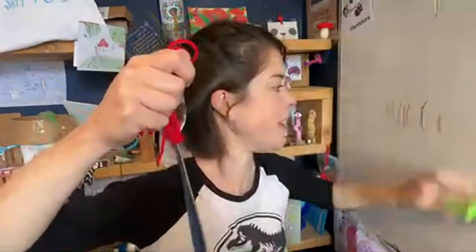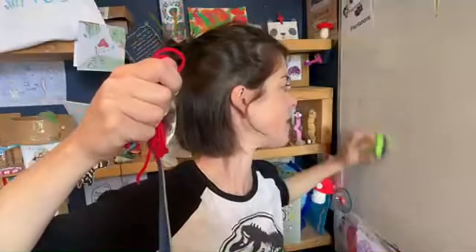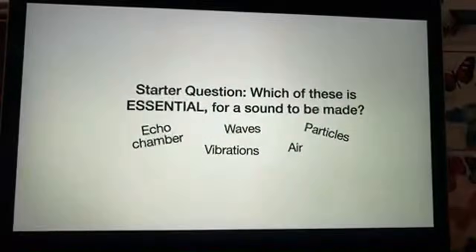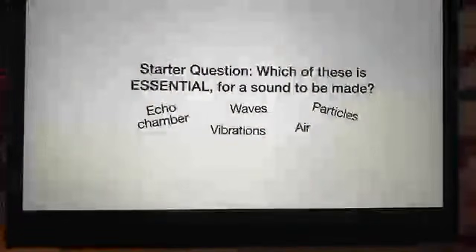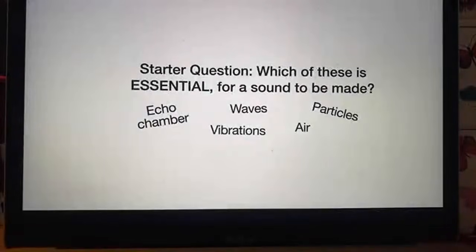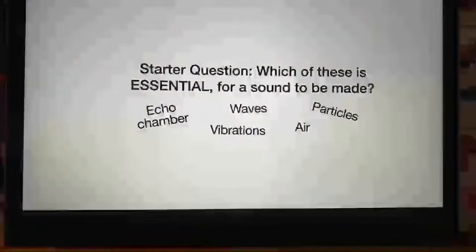well, while you're doing that, actually, let's have a look at the starter question that was waiting for you on the board as I faffed around. Before the lesson began, I asked you, which of these is essential for a sound to be made? Echo chamber, waves, vibrations, air, particles. I'm not testing it because you might not know. That's kind of the point of the lesson, is me telling you. You might be able to guess now if you didn't know before.